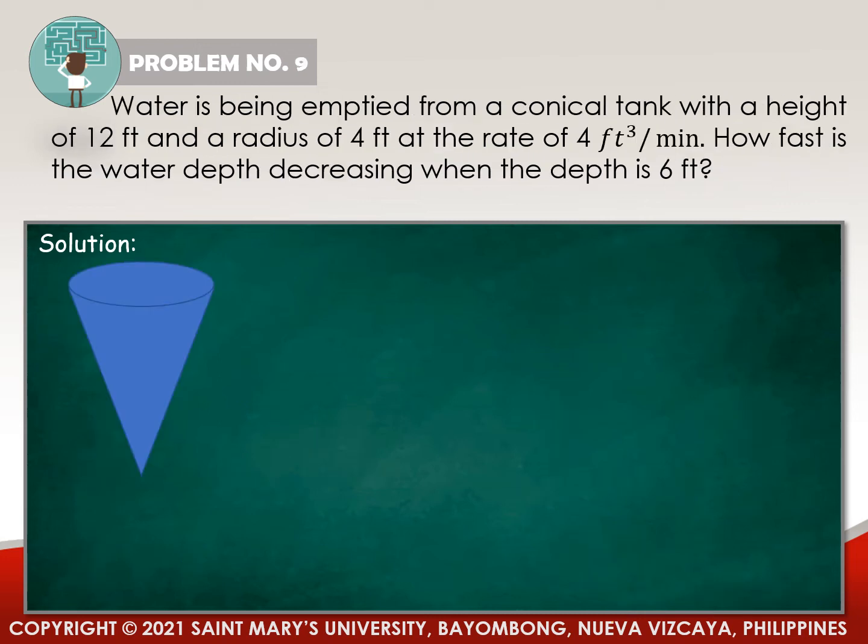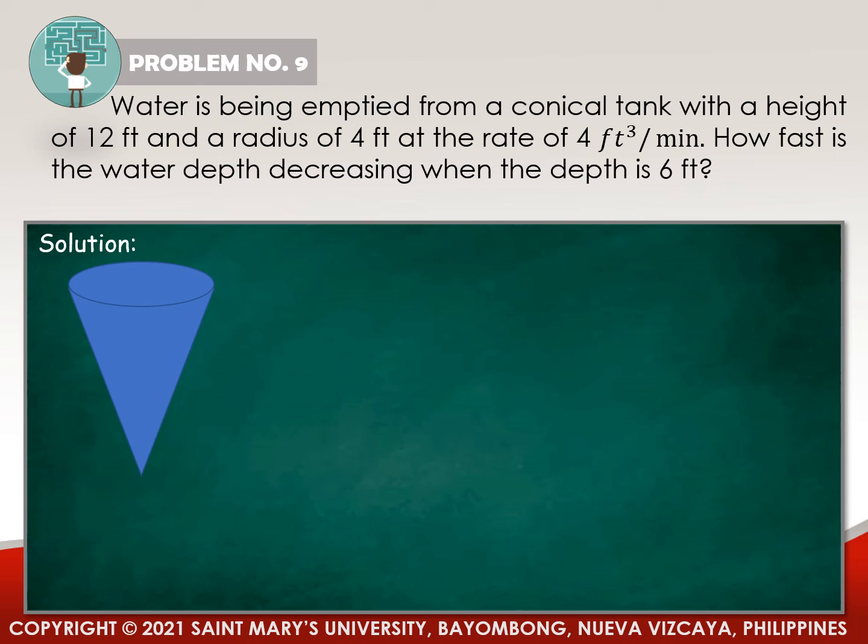Okay, the next problem is about a conical tank. Water is being emptied from a conical tank with a height of 12 feet and a radius of 4 feet at the rate of 4 feet cubed per minute. How fast is the water depth decreasing when the depth is 6 feet?